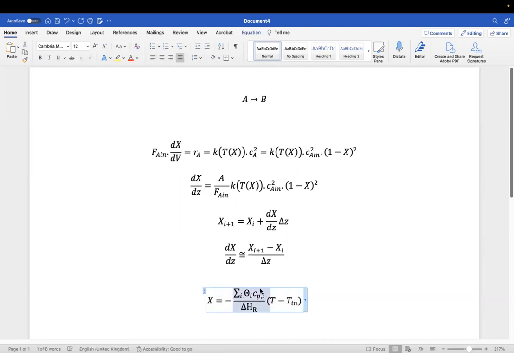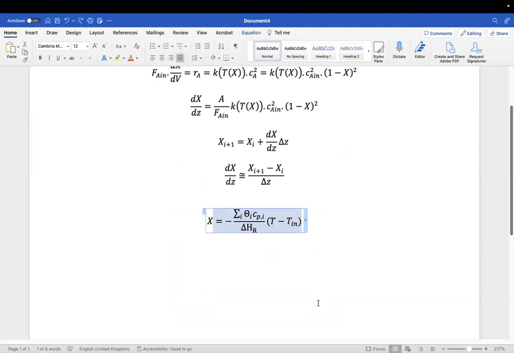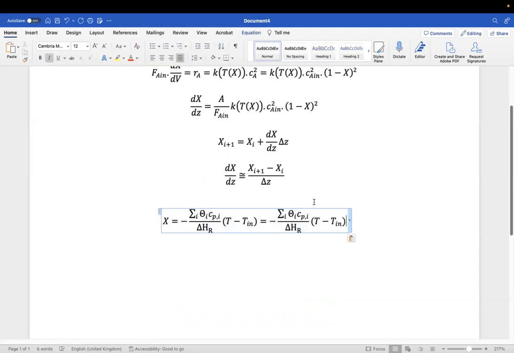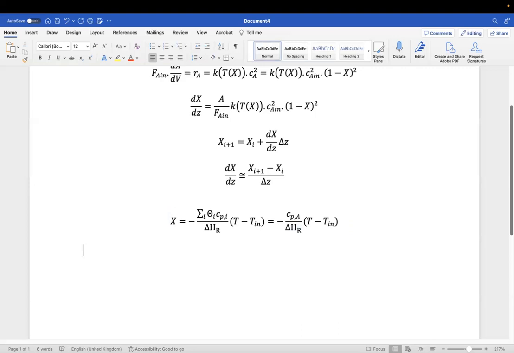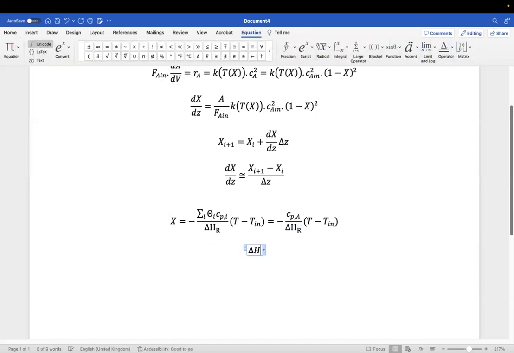So that's the equation of our adiabat, and we can see the gradient here is this. Of course, if it's pure A, then this simplifies to just C_pA. We have the heat capacity of A, and this is just the variable on the axis. The part that's missing is ΔH_R. If you recall from our Van 't Hoff equation, in the thermodynamics, we had said that ΔH_R was equal to the activation energy of the forward reaction minus the activation energy of the reverse reaction.